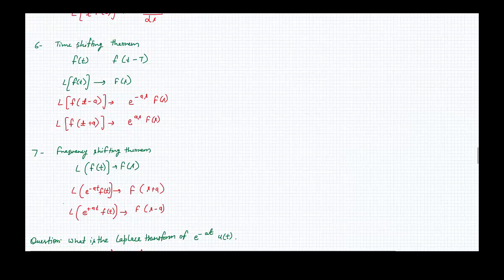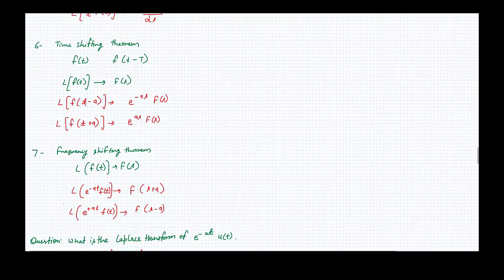Like in time shifting, suppose f(t minus a) is here, so the sign will not change. It will be e to the power minus as. If t plus a, e to the power as. Simple. But in frequency shifting, the sign will change. If s plus a is there, the sign is e to the power minus at. If F(s minus a) is there, the sign will be e to the power plus at. Got it? Like this you should remember, otherwise you may get confused.